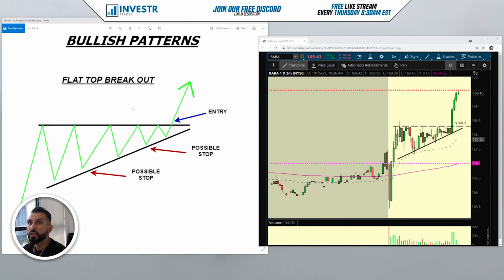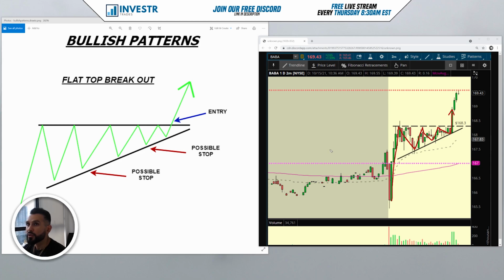The flat top breakout right here, we discussed a bullish move to the upside and a straight flat area of resistance that we failed to get above multiple times, and then we break out. So here is an example on BABA. This is from Friday. The price action here showed us what? We had an aggressive move to the upside. We had this consolidation price action that we failed to get above, and then once we did get above that level, we just took off.